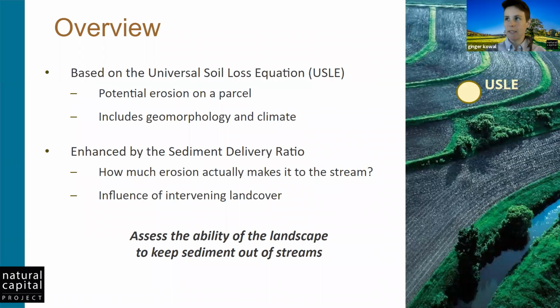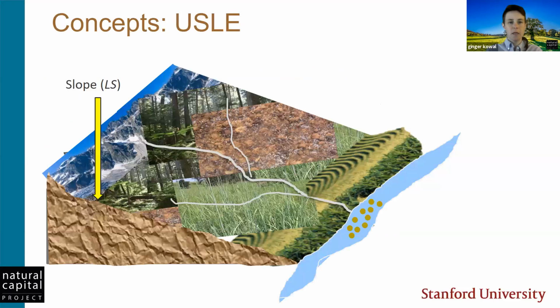So the model runs in two main steps. First, we compute potential erosion loss from each pixel based on the Universal Soil Loss Equation, or USLE. The second part of the model is compute the delivery of sediment from each pixel to the stream. So this is where we get to export, sediment export, or sediment delivery to the stream. Let's talk through each of these steps a little bit.